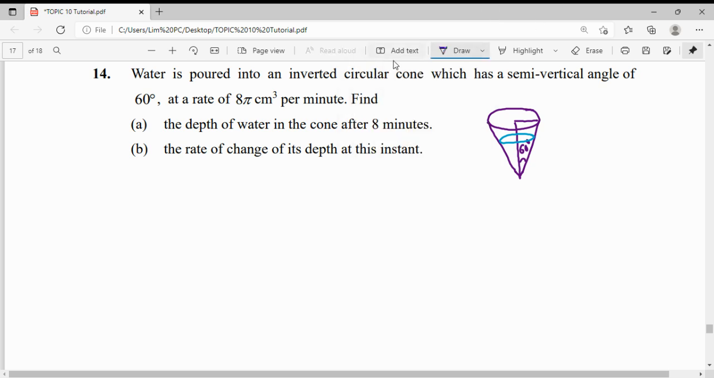Notice that when we store water inside this circular cone, the volume is increasing. So dV/dt will equal positive 8 pi cm cubed per minute. We can see cm cubed refers to the quantity of volume, and minute refers to the quantity of time. So that's why the rate of 8 pi cm cubed per minute can be expressed as dV/dt equals 8 pi.